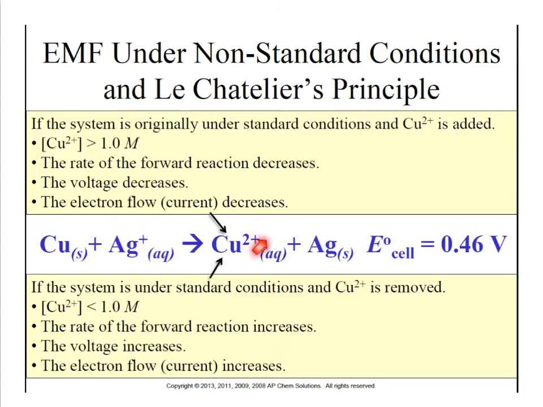But if we were able to remove the Cu2+ ions as they were formed, so that's going to decrease the concentration of the 1 molar, then it's going to be able to plow forward with the reaction. So the rate of the forward reaction is going to increase, the voltage will increase, and the electron flow will also increase. And so in both cases, this value right here, this standard cell potential of 0.46, is going to be a very, very short-lived number at exactly that value, because as the concentration of this decreases, the concentration of that increases, it's going to cause this value to drop over time.